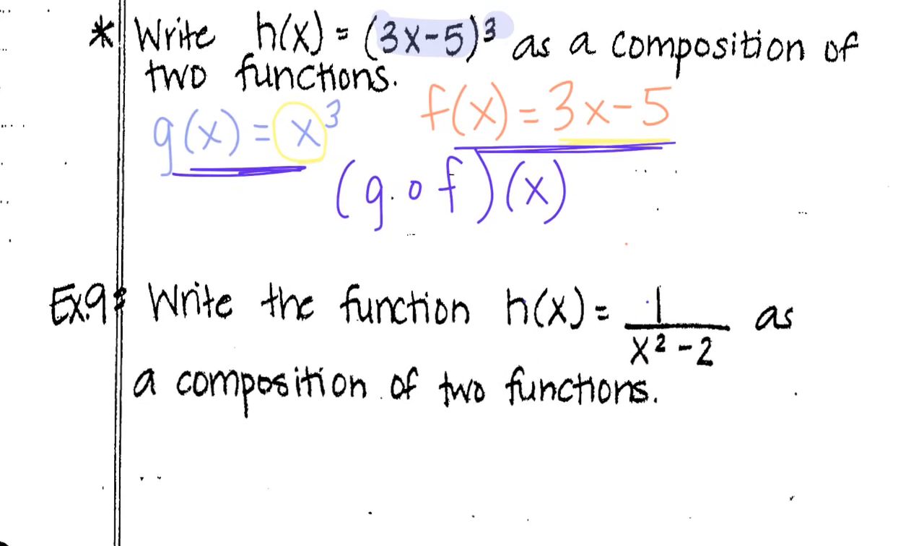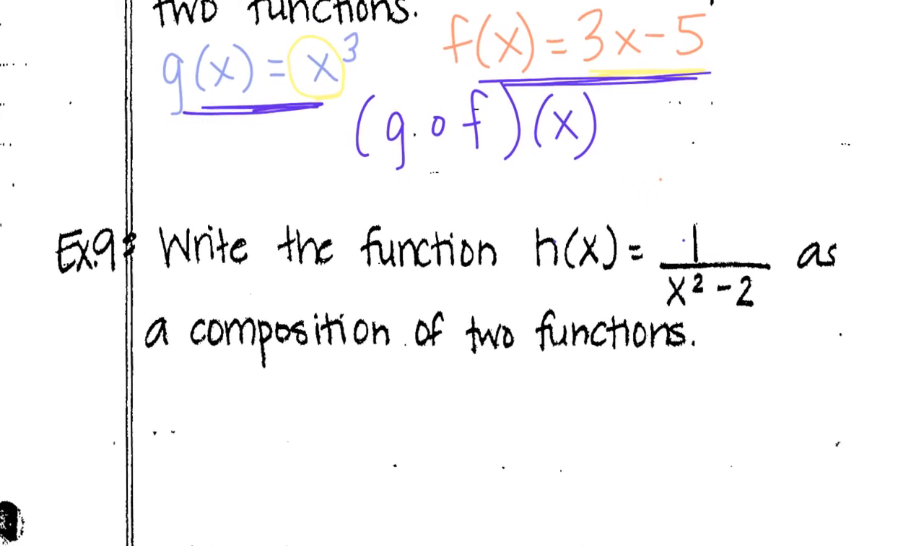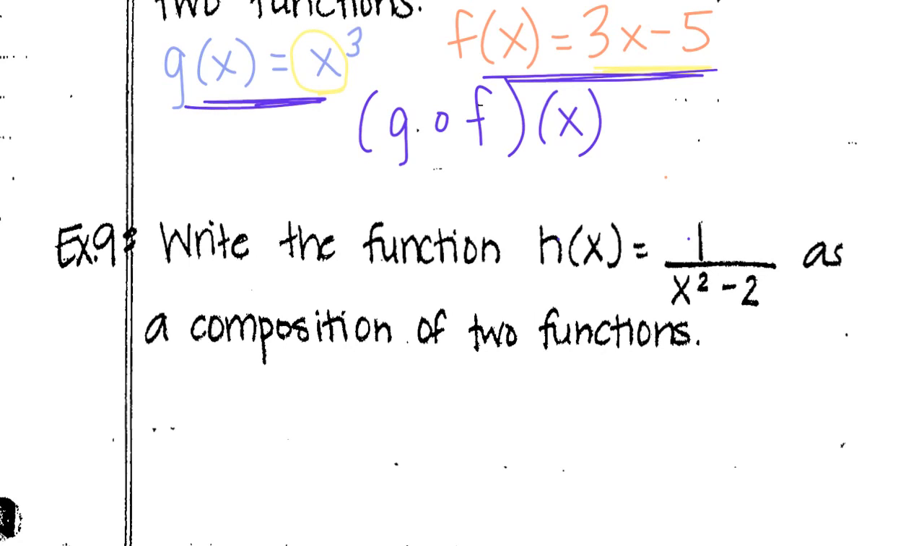So while we're there, let's go ahead and try this one. Right here it says write the function h of x equals 1 over x squared minus 2 as a composition of two functions. So there are many, many different answers. If you want to pause it first to try it on your own, you can. So pause now if you want to do that, or you can just listen.